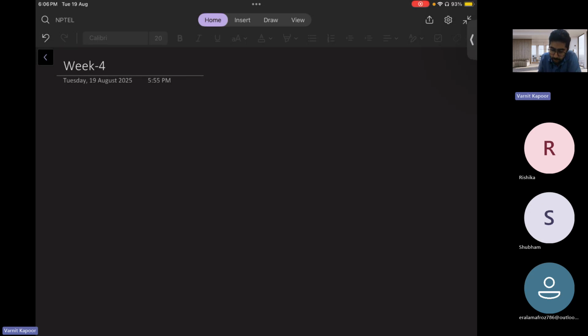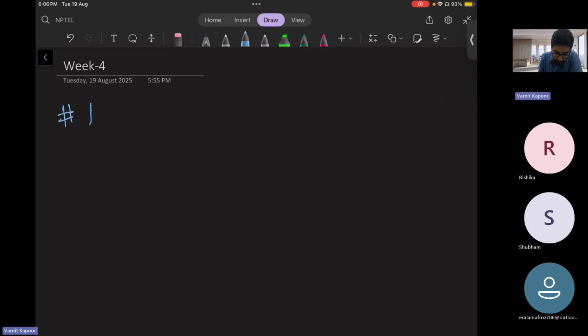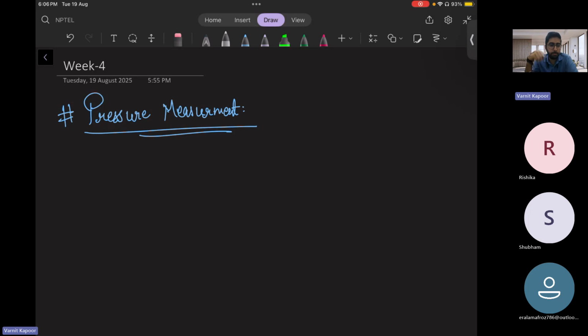So let us start with the topic, pressure measurement. So we need to measure the pressure basically. Before measuring the pressure, let us understand what pressure actually is. Pressure is nothing but a normal force per unit area in the fluid. Pressure is always acting in the fluid.